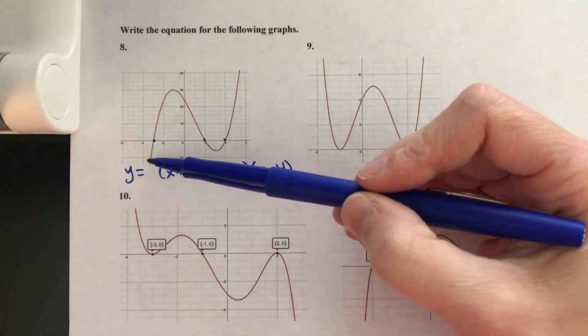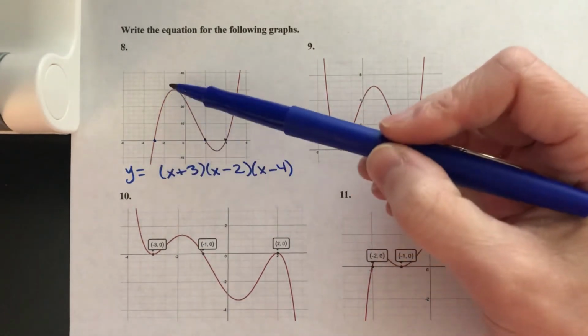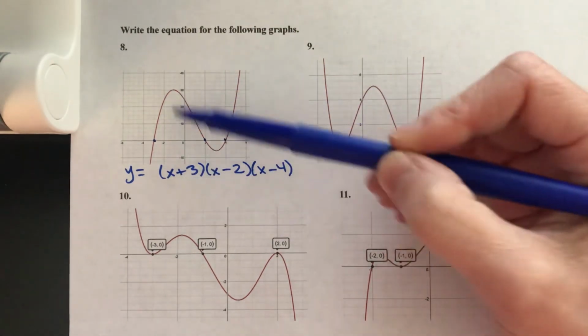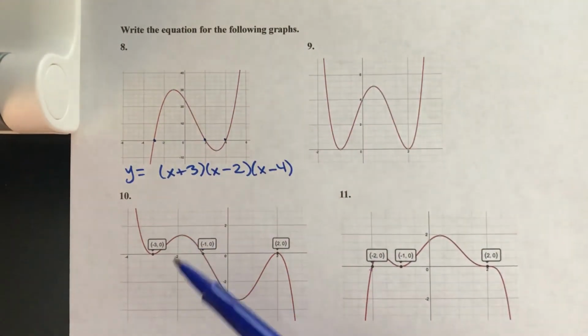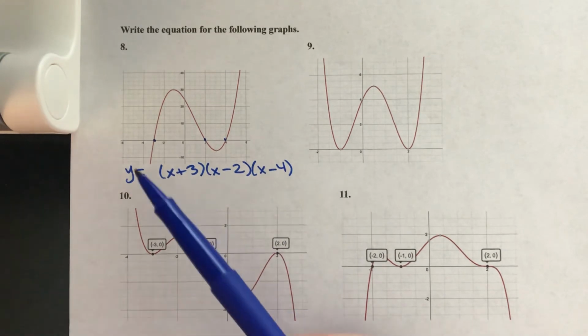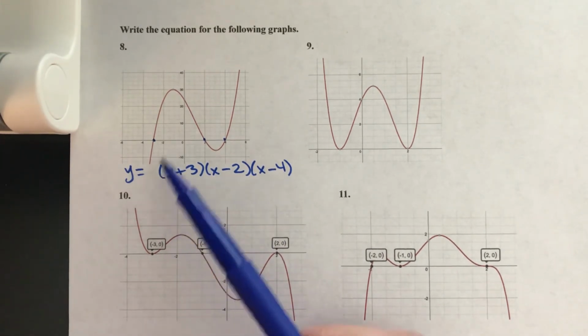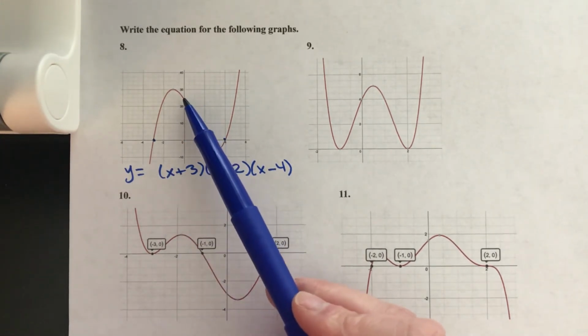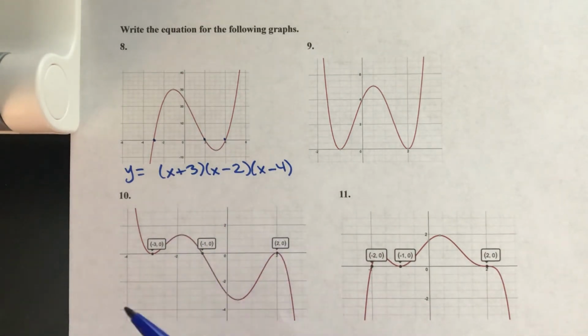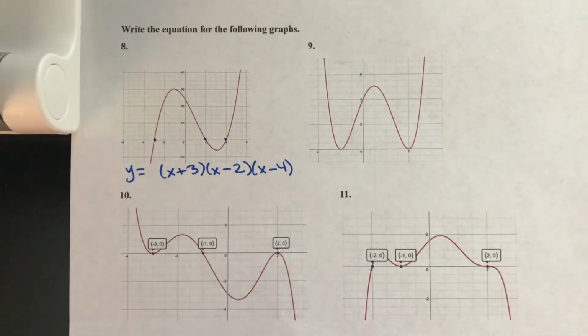And then I can tell that this is a third degree polynomial because it goes up, down, and then up again. So since it changes directions 3 times, it would be a third degree. And then I don't have to worry about the stretch factor. That point right there I think is like 24, and that's exactly what the y-intercept is. So there is no stretch to this graph.